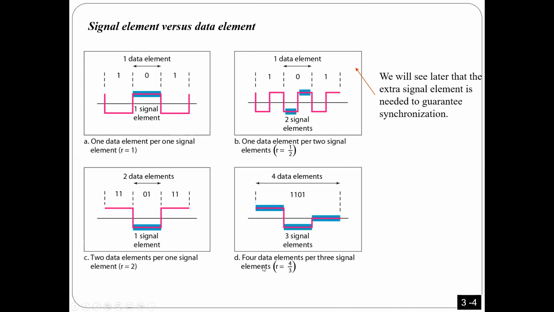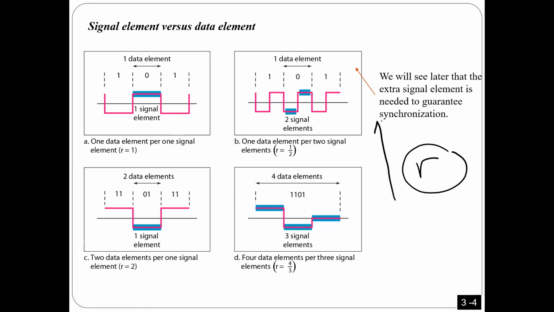Someone can ask me, why do I have to do it this way? Why do I have to make this transition here? You see what I did here? You will understand later why you need to do something like that, in order to improve synchronization. There is a reason, and I'm going to explain later. But anyway, let's focus now on what is data element, what is signal element, and how you can calculate R.